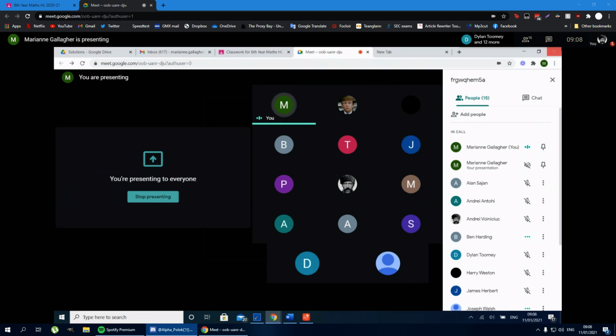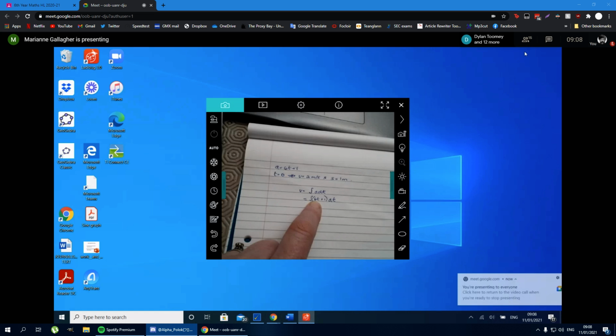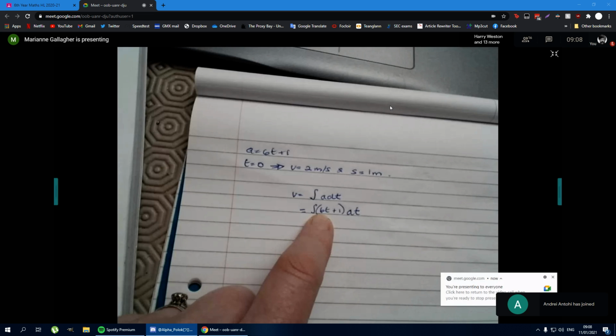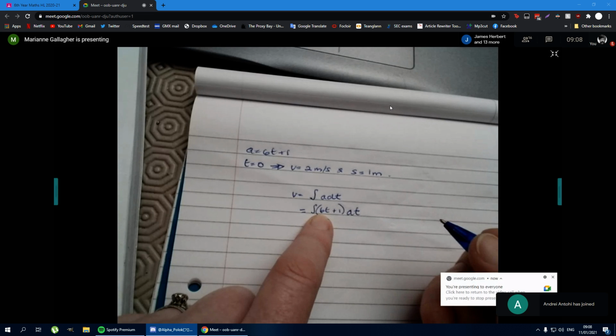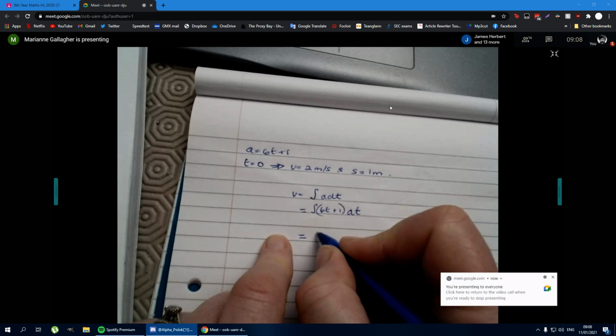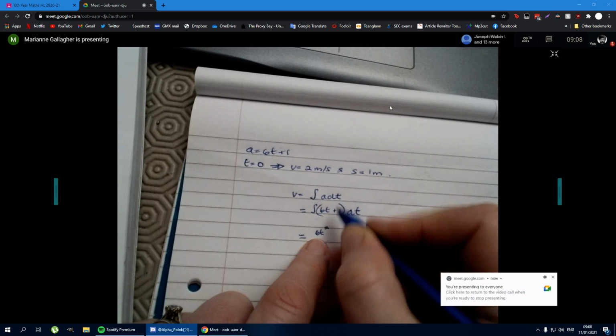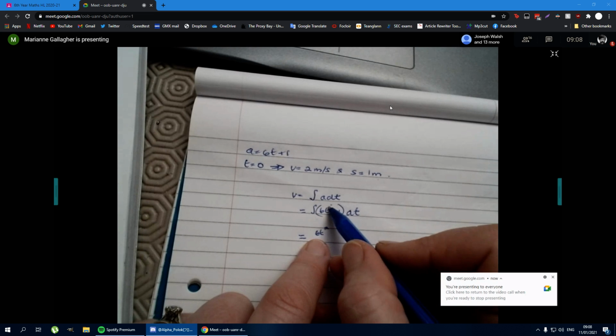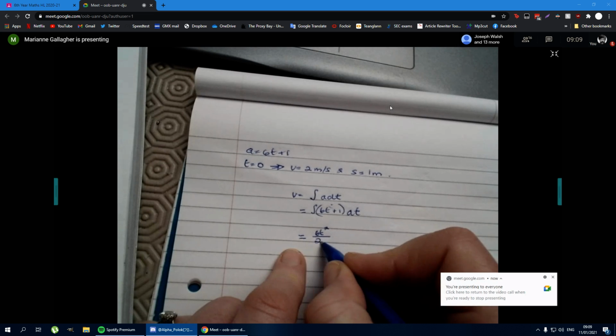Matthew, how's your mic? Can you tell me what that is? What, 6t plus 1, did you say? Yeah, if you integrate 6t, what do you get? It's 6t squared over 2. Good, yeah. So when we integrate, we add 1 to the power. So the power is 1 plus 1 is 2, and then you divide by the new power.